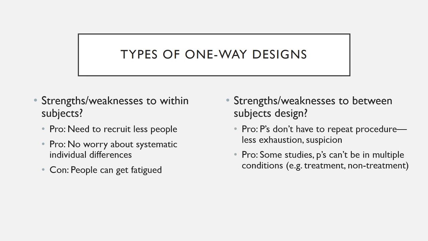Now, between subjects, the pros are the flip side of the cons for within subjects. Since your participants don't have to repeat a bunch of similar procedures, there's going to be less fatigue and also less cause for suspicion. They're not able to see that they were in multiple similar conditions, which would help them speculate as to the purpose of the survey. So particularly if you're using some sort of subtle social psych type manipulation, between subjects is typically going to be for you. Sometimes participants can't be in multiple conditions; it just doesn't work that way.